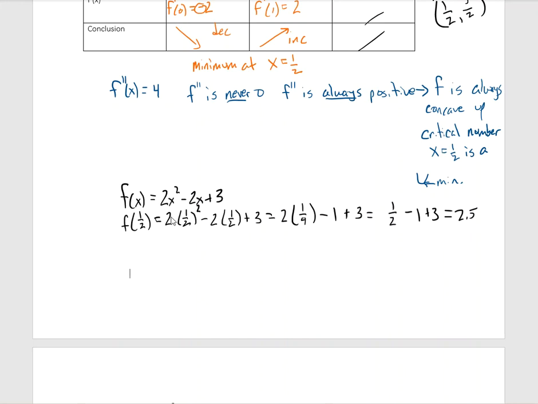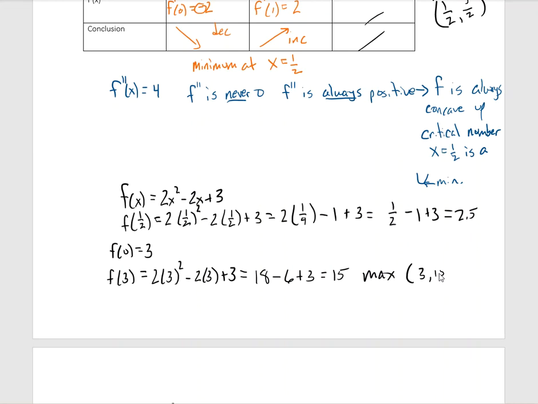There we go. We also should check the endpoints. F at 0 is 3. F at 3 is, let me see, 3 squared is 9. 9 times 2 is 18, minus 6 plus 3. 18 minus 6 is 12. 12 plus 3 is 15. So we see we have a maximum here at 3 comma 15.